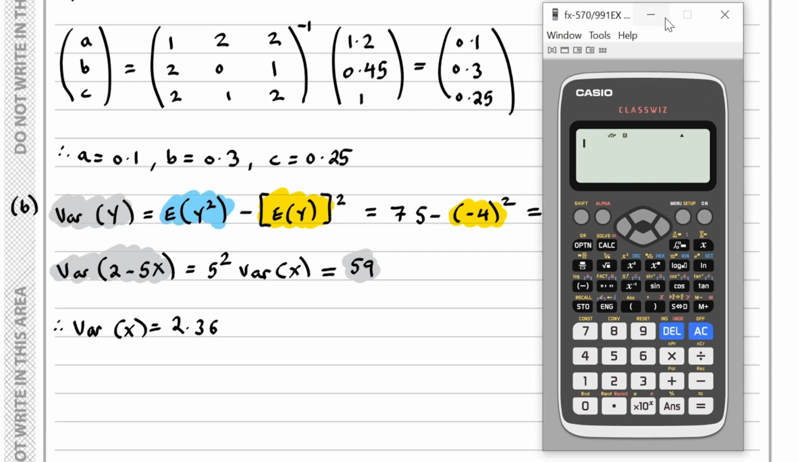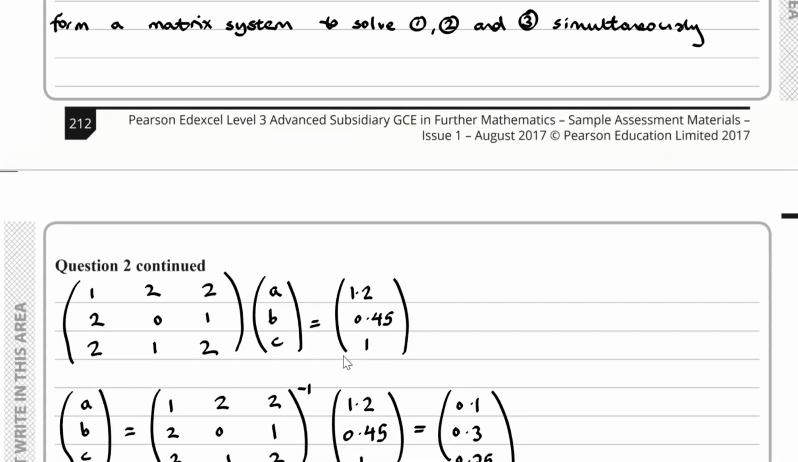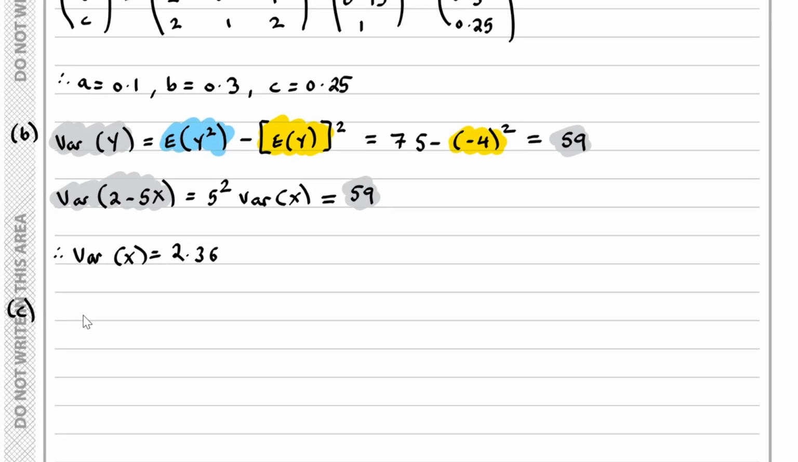So that's part B done. And now for part C, find the probability that y is greater than x. This is the same as the probability that 2 minus 5x is greater than x. If we rearrange, solving for x, add 5x to both sides, so we have 2 being greater than 6x, and then dividing by 6, we see that x is less than 1/3.